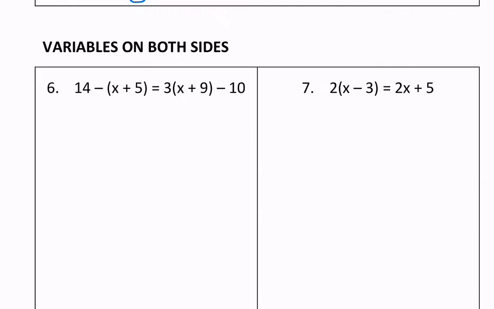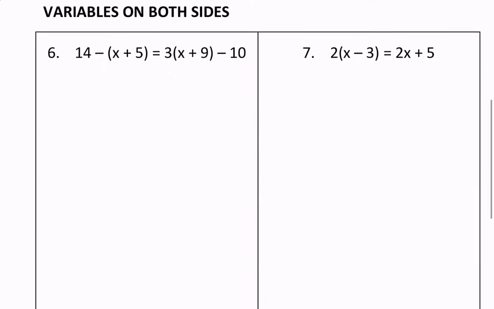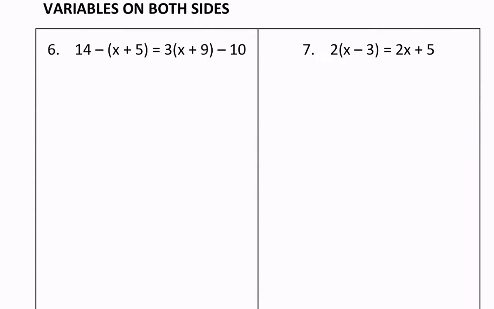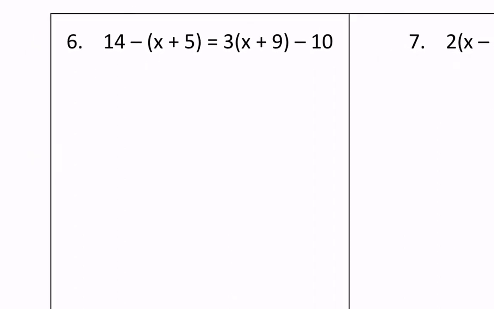Okay, so now let's see what happens when we have our variables on both sides. Notice here's my equal sign, so I'm going to draw my line. And notice we have x's on the left and on the right. Okay, so this is going to be a little different, but very similar at the same time. Let's just jump into it, probably be easier.